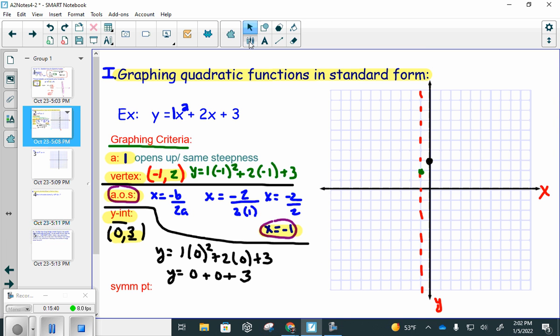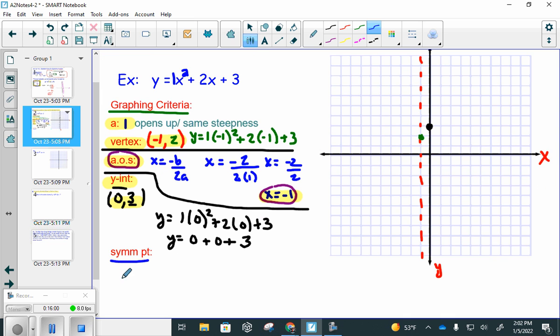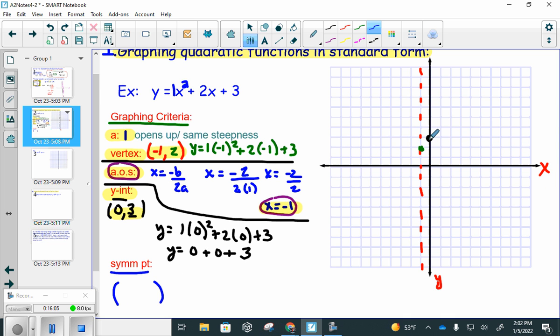All right, last thing we need to do. We're going to pay attention to our A again. We made ourselves notes. It opens up and it's the same steepness. So I know the parabola is going to do this. I also know in order for me to find the symmetric point that I can actually just find it by counting. It's going to be a point. But the thing about the symmetric point is it's always the same distance from the symmetric point to the axis as it is to the y-intercept.